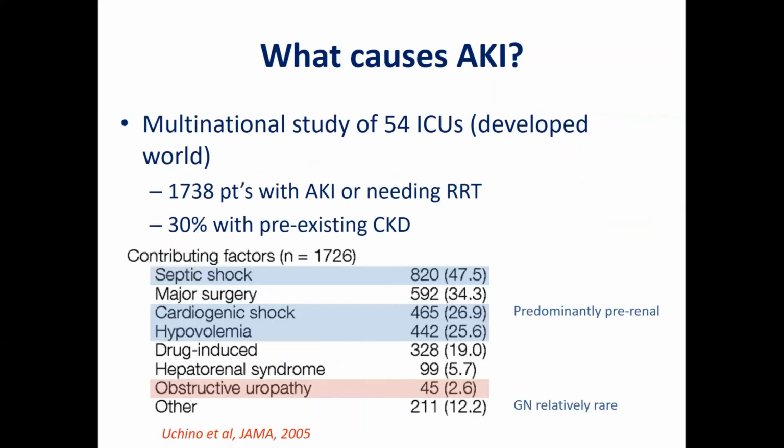So what causes AKI? A big study done about 15 years ago looked at 54 ICUs in the developed world, and at best part of 2,000 patients with AKI needing renal replacement therapy, so you presume a severe AKI. They found that the vast majority of contributory factors were pre-renal. There is overlap here, as patients can have more than one cause, but the ones I've highlighted in blue are all pre-renal. The one in red, obstructive uropathy, was only about 3%, and glomerulonephritis, which is the thing everyone thinks about and gets excited about, was relatively rare, about 10%.